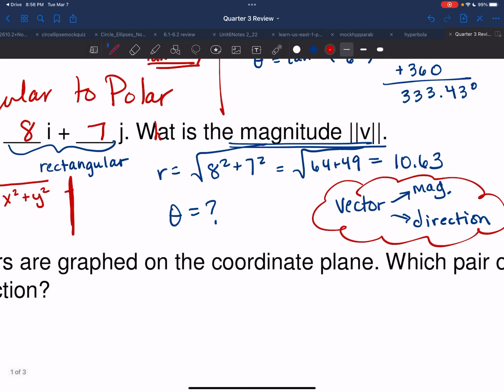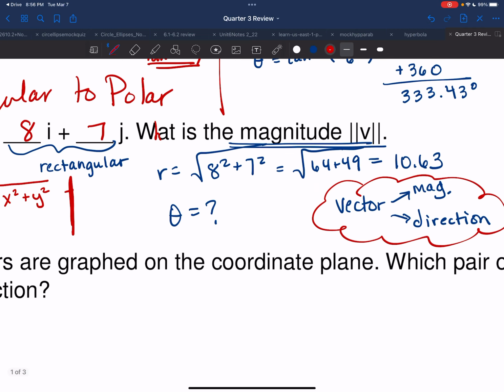Okay, 5 vectors are graphed on the coordinate plane. Which pair of vectors appear to have the same direction? All right, so I know there's no graphs here because we're just going to explain how to distinguish vectors that go in the same direction. And I know it's kind of like, well, duh, Mrs. Kroner, I know exactly what you're talking about.